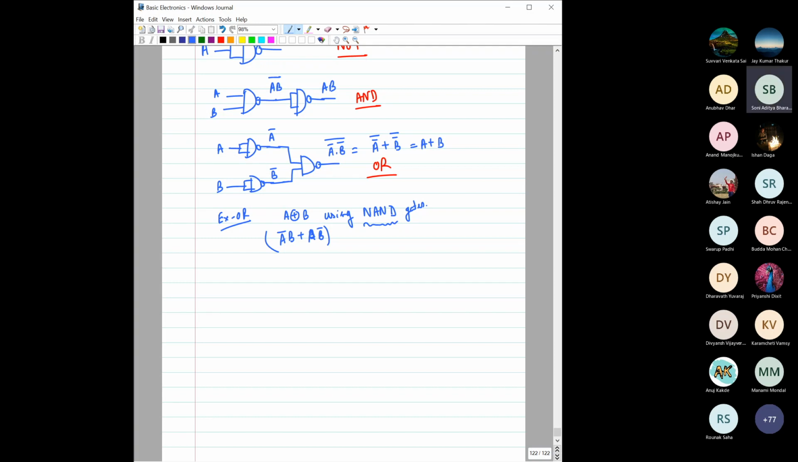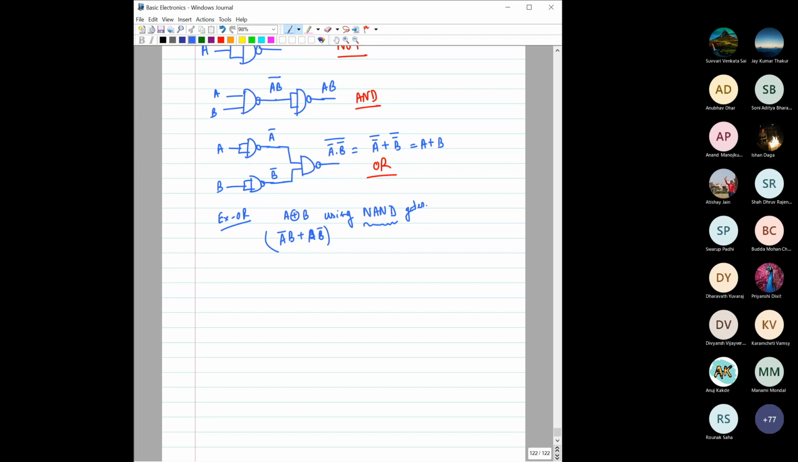Sir, for calculating XOR, we need not of A, not of B, and we need AND of A bar and B, and AND of A and B bar. And we need OR of these two terms. So we know all the three basic operations, so from there you can do it, right?